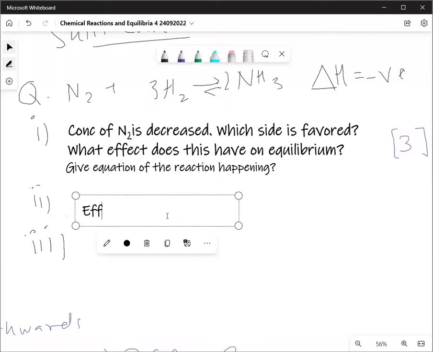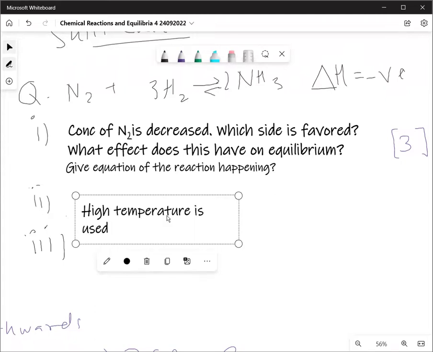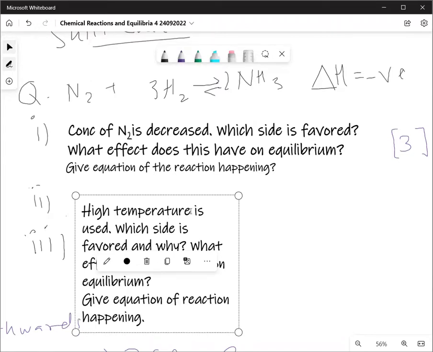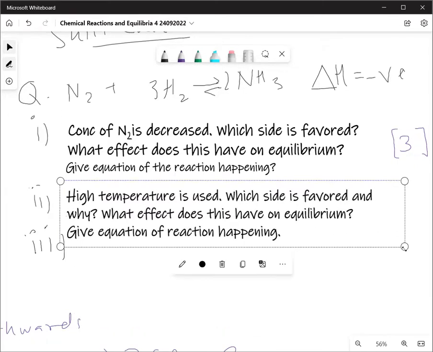Now one last question on this and we're done. Effect of temperature. Let's just say high temperature is used. Which side is favored? And why? What effect does this have on equilibrium? Give the equation of the reaction happening. Write the answer in your notebook, send it to me.